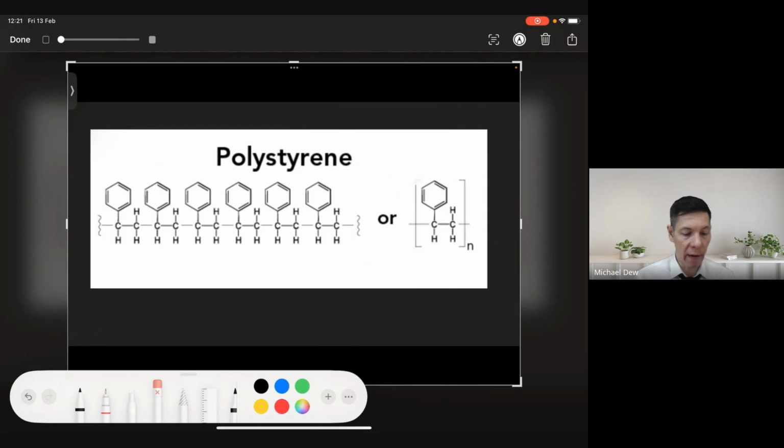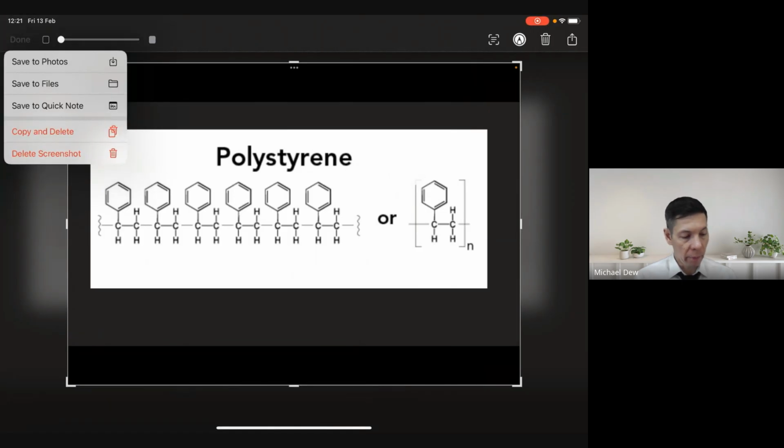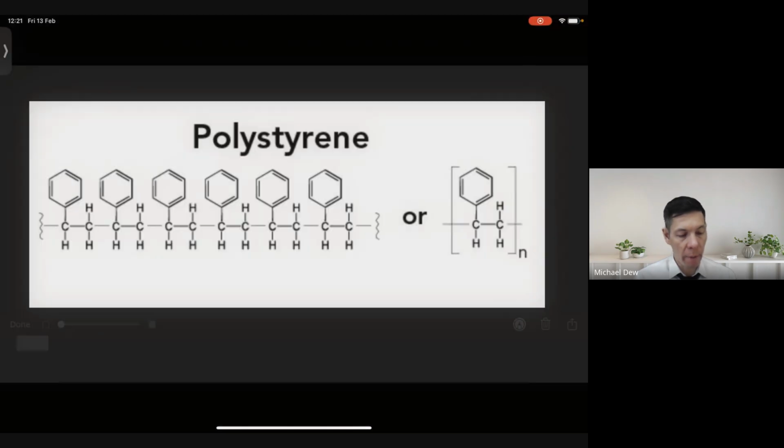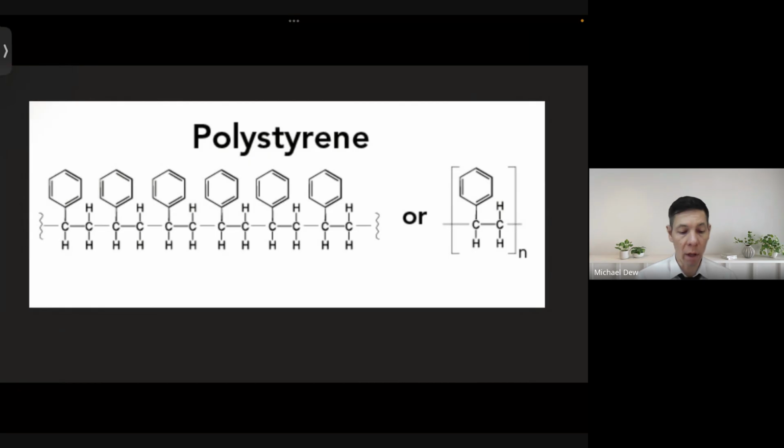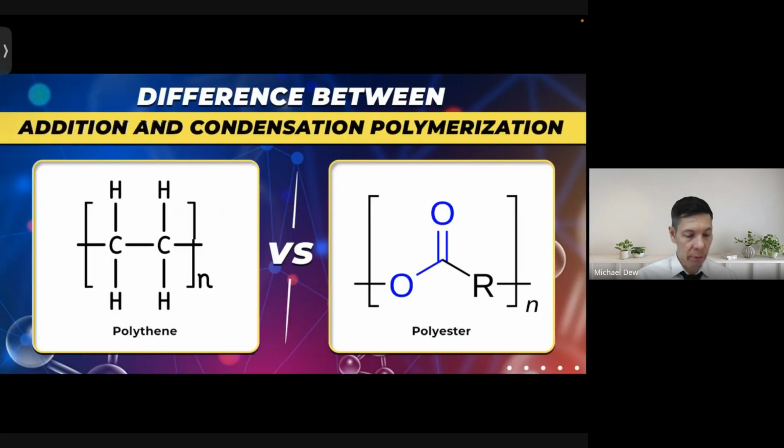And remember, polystyrene is the material used for styrofoam, right? So styrofoam is used for styrofoam cups, bowls, plates, and packaging material, say for TVs or speakers. Okay, so very commonly used polymer, polystyrene. Okay, and polyethylene is used for water bottles and plastic bags. Okay, all right. So again, just a little review, the difference between addition and condensation polymerization.